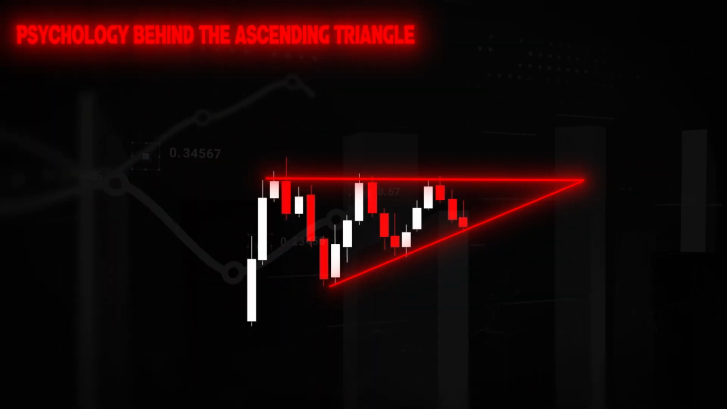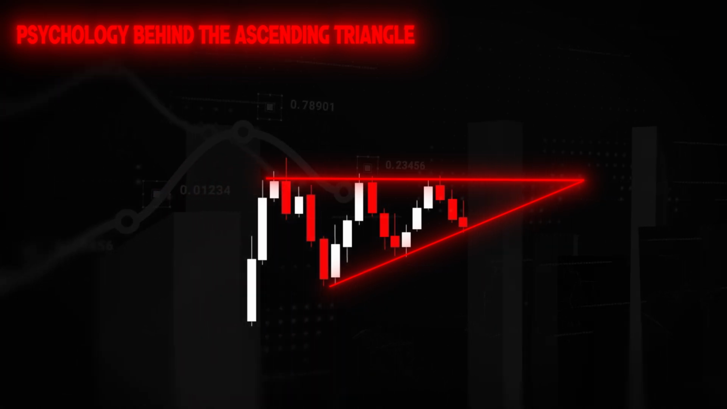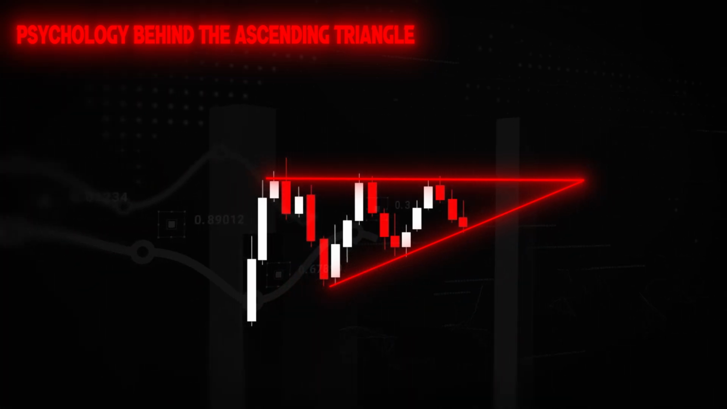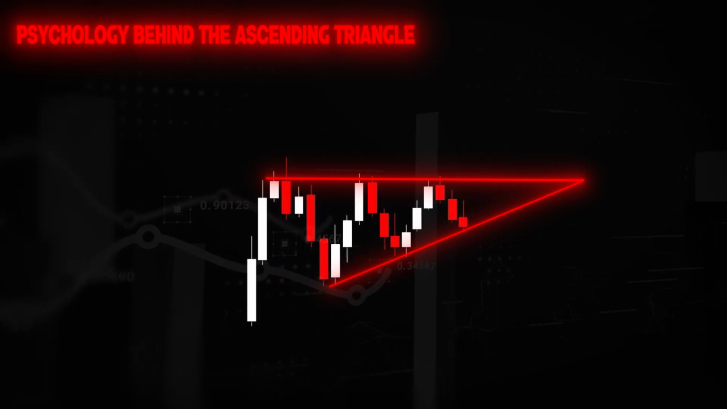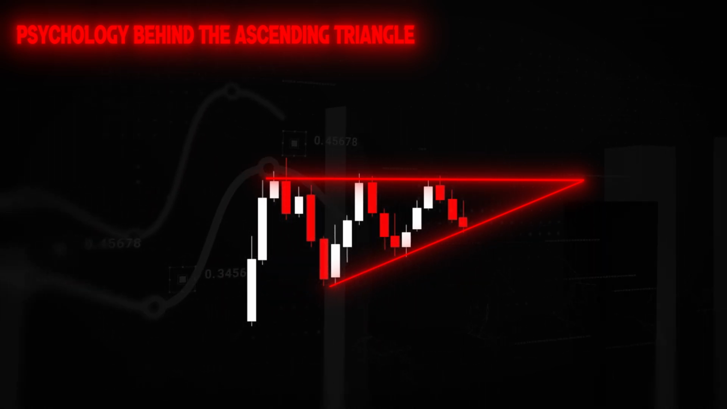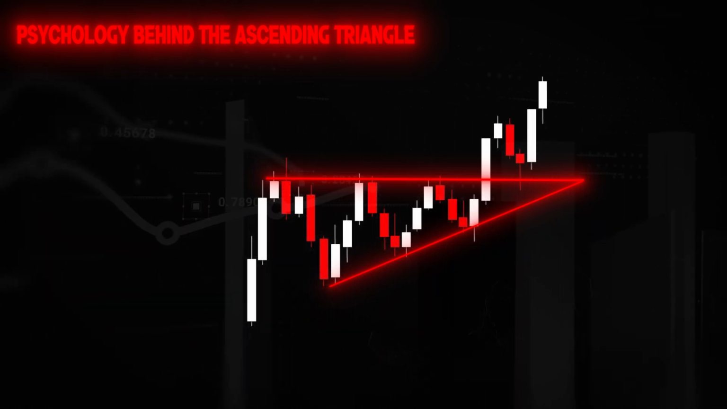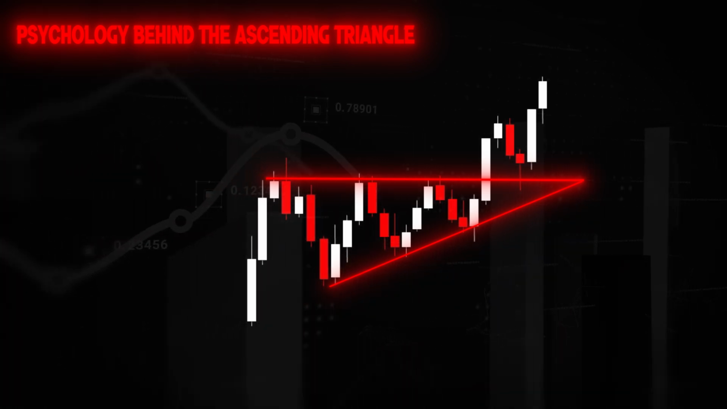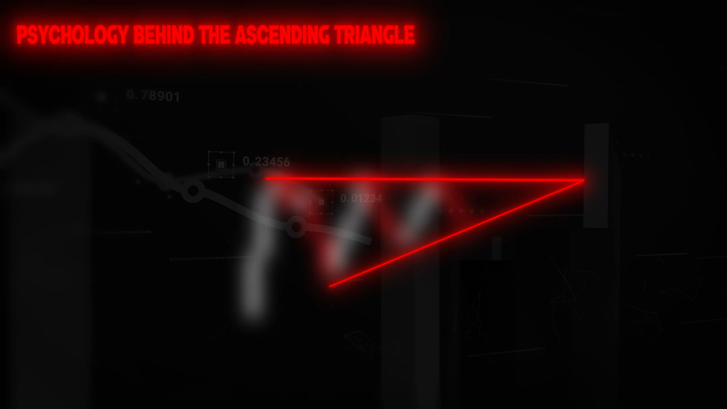Psychology behind the ascending triangle. Although the price seems unable to break the resistance, buyers enter the market earlier each time the price drops, showing their growing strength. A break above the resistance indicates that buyers have finally managed a breakout, allowing the price to push upwards in line with the dominant uptrend.